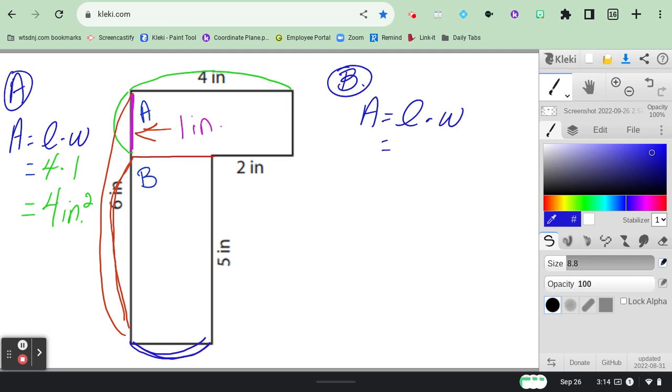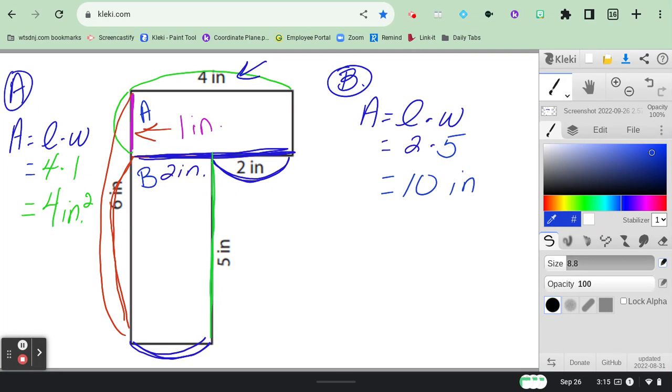I know that this entire line across is 4 inches because up here it says 4 inches. So if this entire thing is 4 inches, and I know that this piece is 2 inches, this missing piece has to be 2 inches. So now I know that my length is 2, and my width is going to be this piece, which they gave us the measurement for, which is 5 inches. So plug in 5, 2 times 5 is 10, and that gives me 10 square inches.